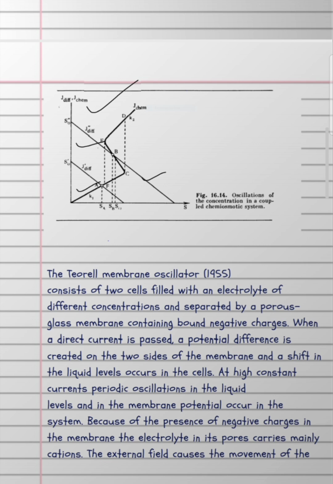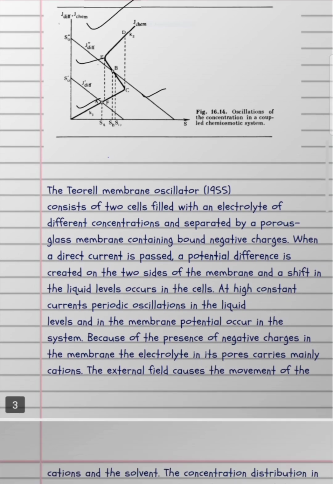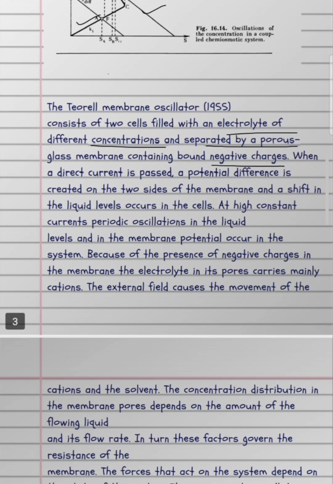Let's see the Teorell membrane oscillators. It was found in 1955. It consists of two cells filled with electrolyte of different concentration and separated by a porous glass membrane containing bound negative charges. When a direct current is passed, a potential difference is created on both sides of the membrane, and a shift in liquid level arises in the cell. At high constant current, periodic oscillations in the liquid level and in the membrane potential occur in the system.